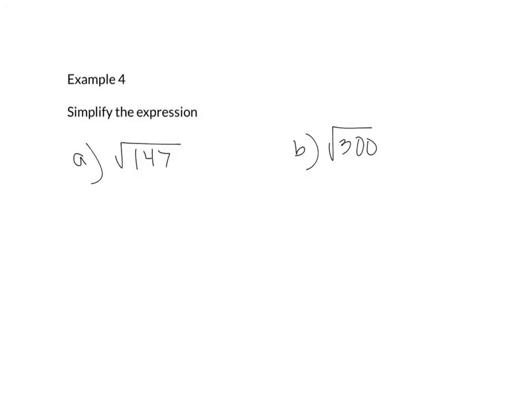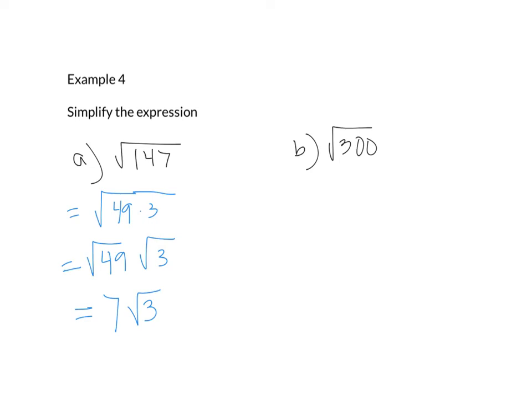Simplify the expression. So whenever we're simplifying an expression using the product rule, we want to split it up so that we have a perfect square and whatever extra there is in there. So 147 is actually divisible by the perfect square 49. So 147 is actually 49 times 3. Using this, I can split it up into two different radicals, square root of 49 times square root of 3. And square root of 49 we know is 7. We're going to multiply by square root of 3. And that is the simplest form of square root of 147.